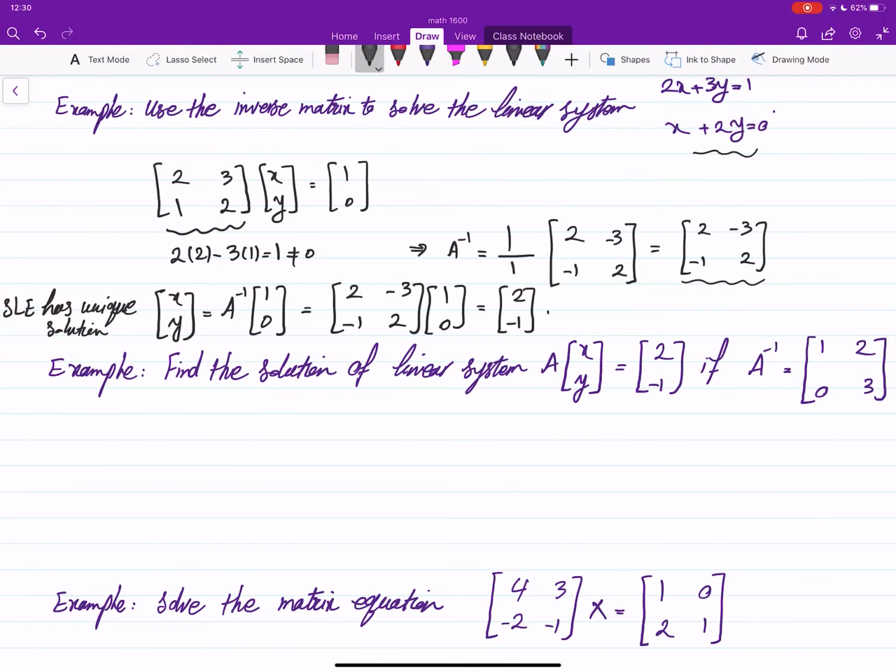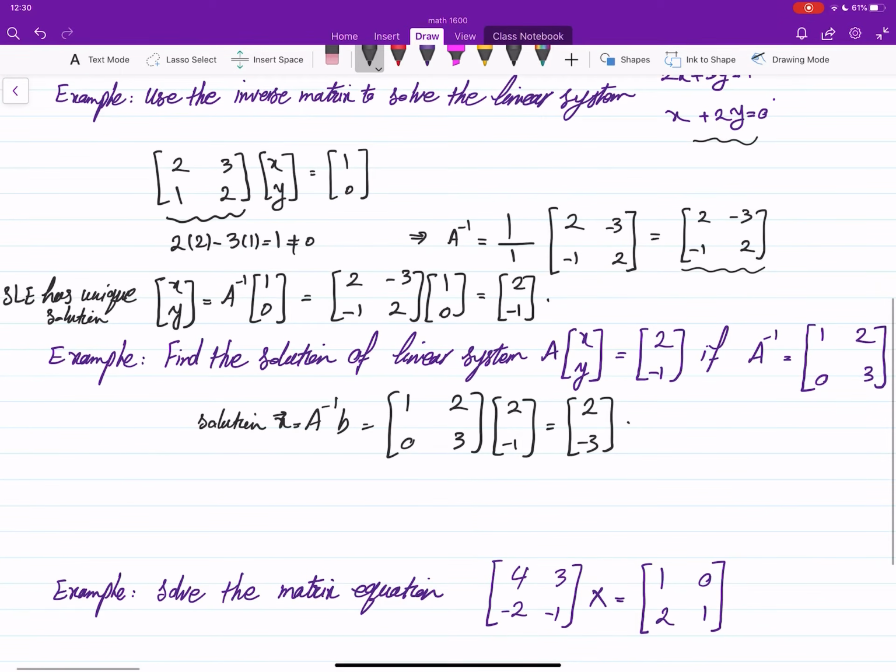Example 2: find the solution of the linear system A(x, y) equals (2, -1) if A inverse is given. Here, I don't know what A is, but in the end we know that the solution is A inverse times B. And here the A inverse is given, so we don't even need to find it. It is given, times 2, -1. This will give us 4 minus 2 and a negative 3.